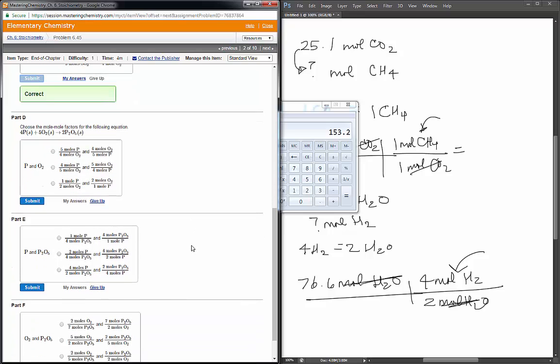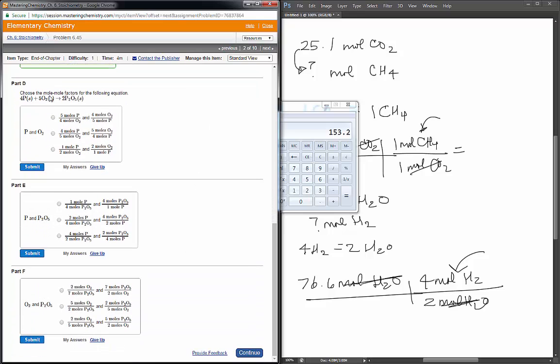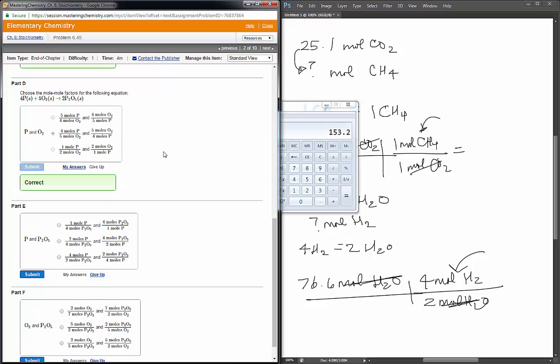Now parts D, E, and F are doing the same thing, but now we're looking at the equation 4 phosphorus plus 5 O2 goes to form 2 P2O5. So the relationship between P and O2 is 4 P and 5 O2. It looks like the second option, which has 4 moles of P divided by 5 moles of O2, and 5 moles of O2 divided by 4 moles of P, is the right answer.